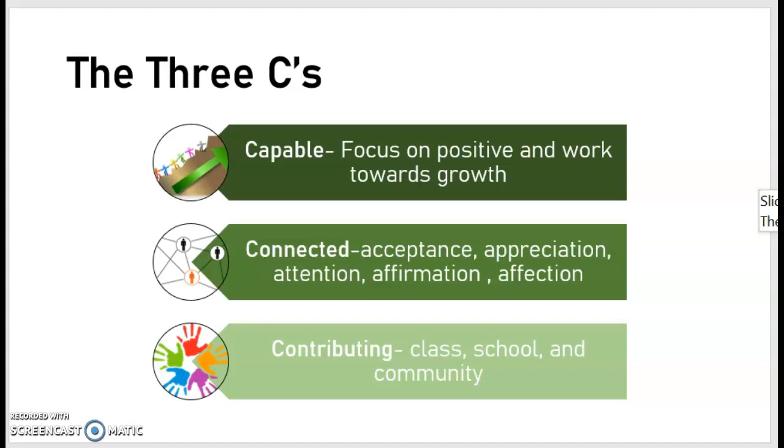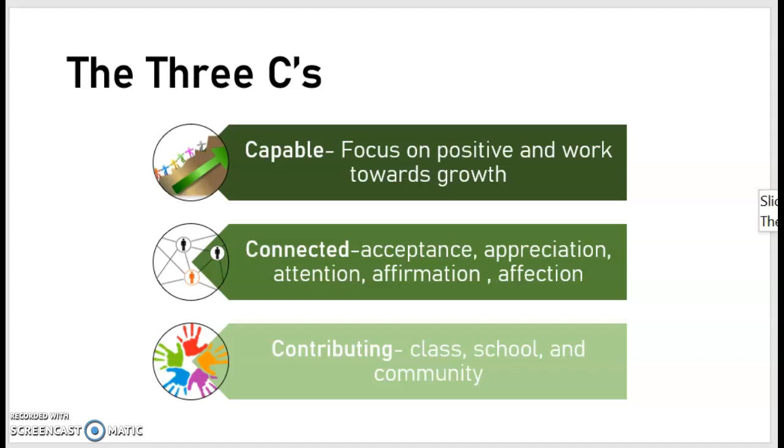There are 3 C's that are the focus of the cooperative discipline model, which are capable, connected, and contributing. These are the 3 C's that should be modeled with and towards students, which focuses on the positive and on working towards growth, so really seeing where a student is at and how we can continue to develop them character-wise and academically. Students should feel connected through the 5 A's, which is another part of Linda's model: acceptance, appreciation, attention, affirmation, and affection. Those are the 5 A's that all individuals require in order to feel connected and a part of a group. And the last piece is contributing through class, school, and community.